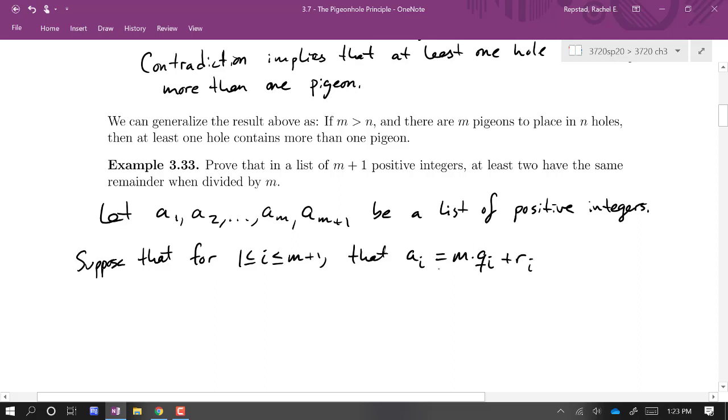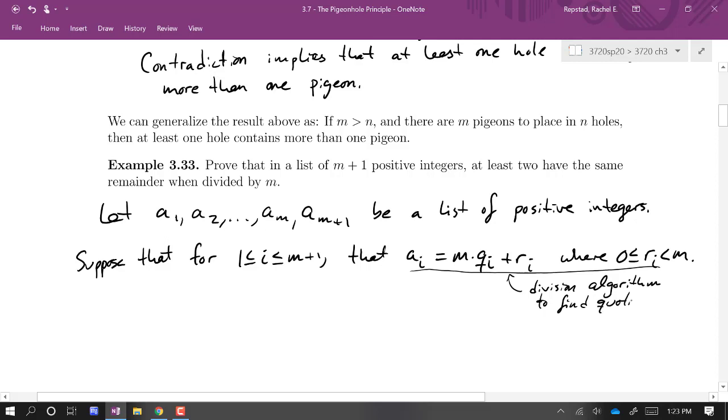So we're using the division algorithm to find a quotient and remainder. That means this r sub i is such that 0 is less than or equal to r sub i. So r sub i could be as small as 0 and has to be strictly less than m. And we know that for any integer, I can use the division algorithm and find a quotient and remainder when I divide it by m, and that's what we're doing here.